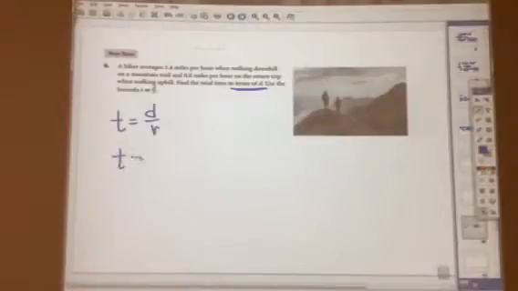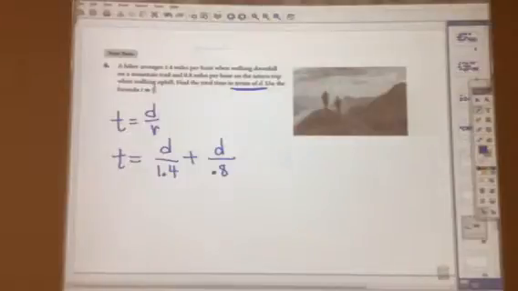So time equals, we know that he walked downhill at a rate of 1.4 miles per hour, but it doesn't tell us the distance. And then we know he went back uphill at a slower rate of 0.8 miles per hour, the exact same distance. So we're looking for time in terms of D.